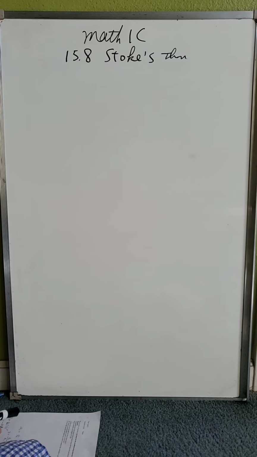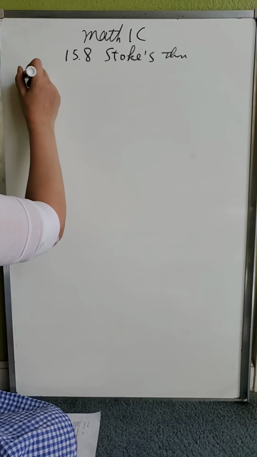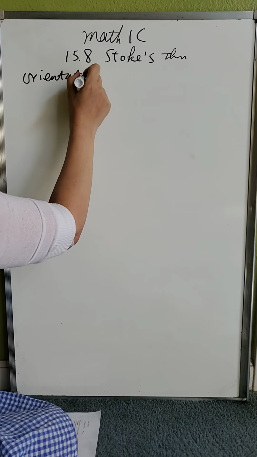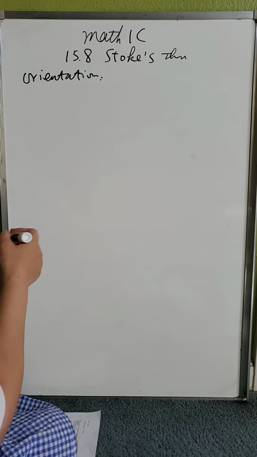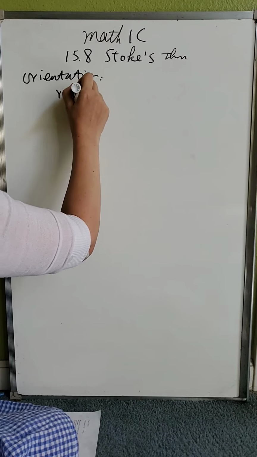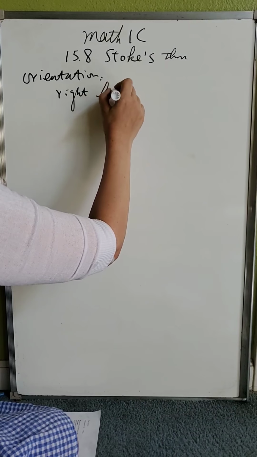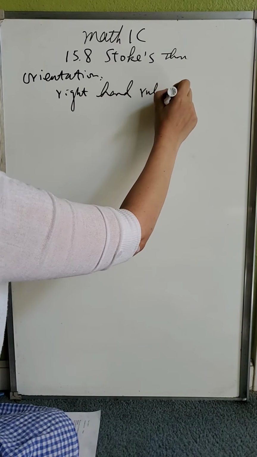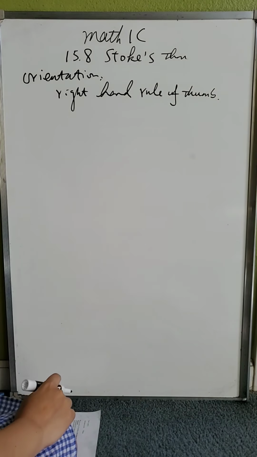Now the next thing I need to do before we do an example is orientation for Stokes' theorem. There are many ways to teach orientation. The way I understand it, I hope it's easy for you guys too, is I use the right hand. For Stokes' theorem, you have to use the right-hand rule with the thumb.